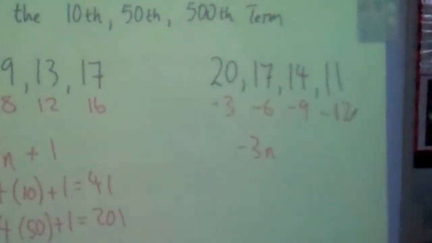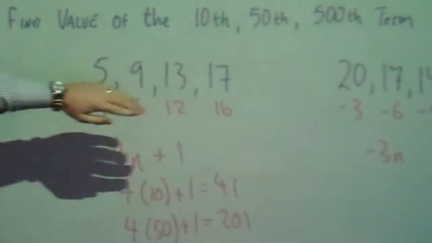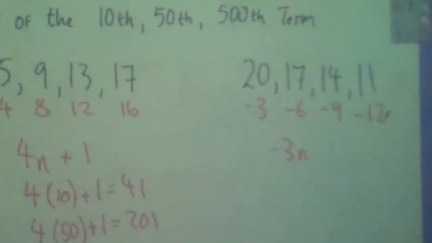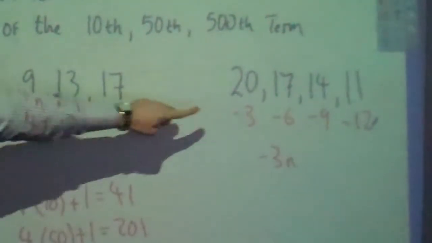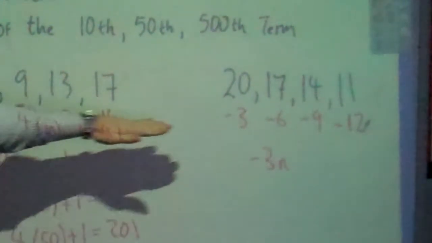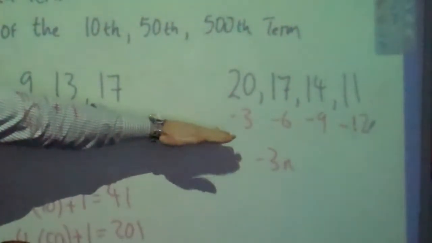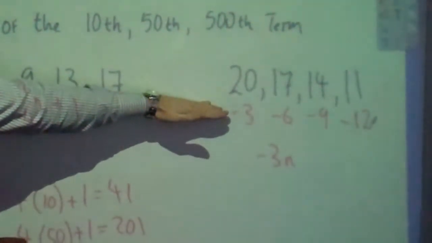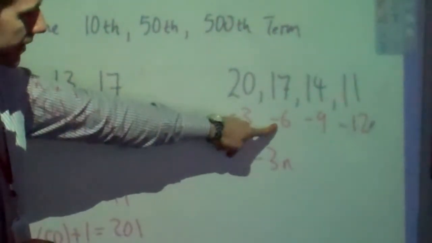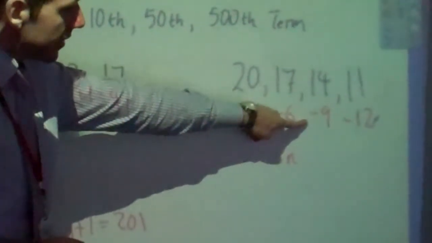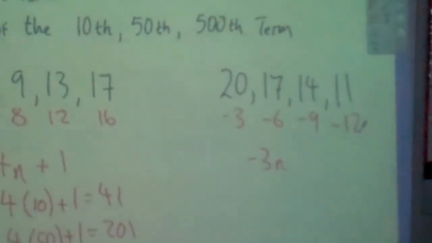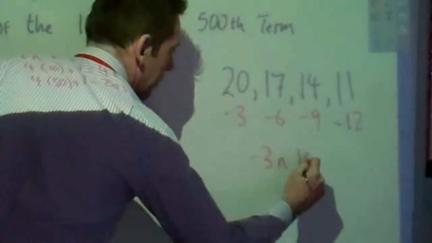Again, very similar to what we did here, we have to know where the proper times tables map onto the new sequence. It's a little bit more difficult, so you've got to ask yourself, how do I get from minus 3 all the way up to 20? I know I've got to make it bigger, so I'm adding. Minus 3 plus 3 gets you to 0, plus another 20 gets you to 20, so it's plus 23. And you can see, minus 6 plus 23 is 17, minus 9 plus 23 is 14, minus 12 plus 23 is 11. So it's minus 3n plus 23.